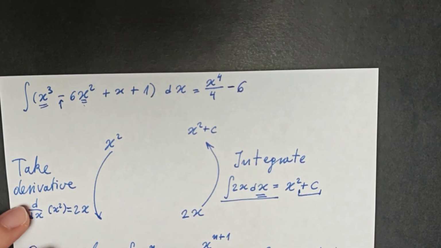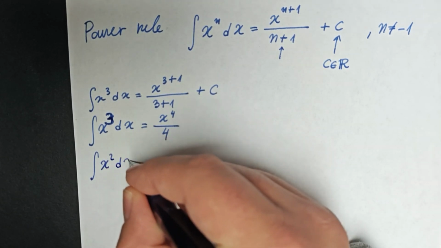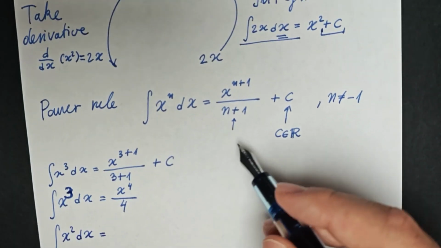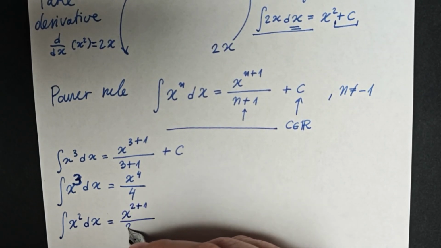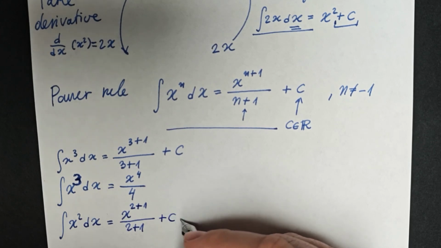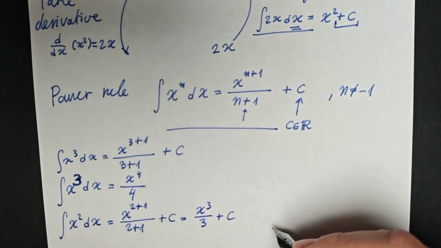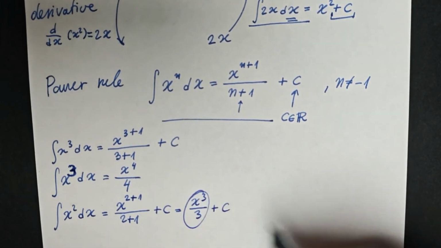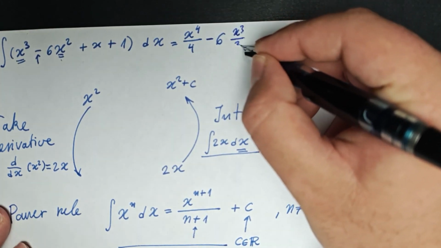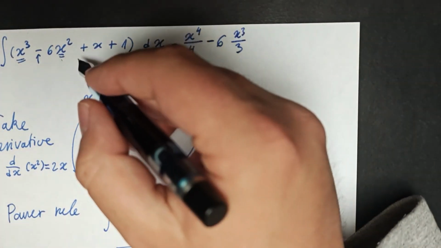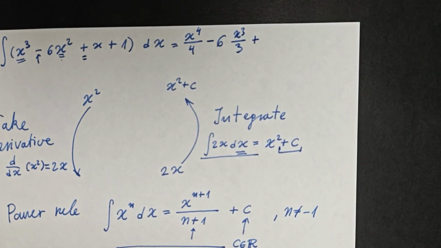Now to integrate x squared, we know that the integral of x squared dx by using the power rule here is x to the power of 2 plus 1 divided by 2 plus 1, and plus some constant c. This is x cubed divided by 3 plus c. And this x cubed divided by 3 I am going to plug here as a term of our solution. This addition here we are going to keep. It's the sum and difference rule.